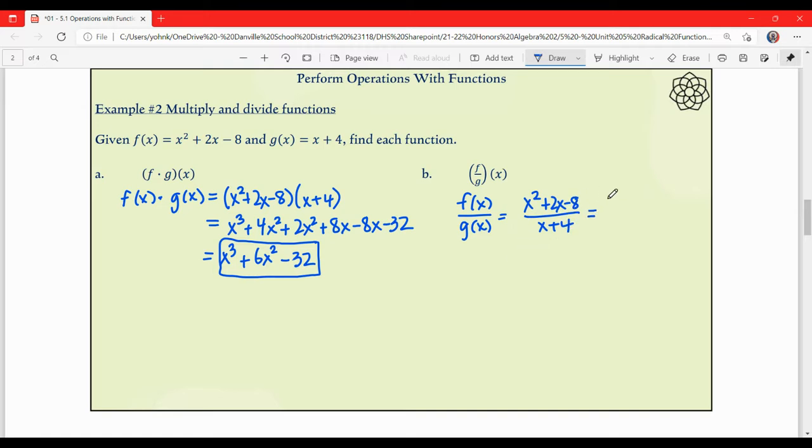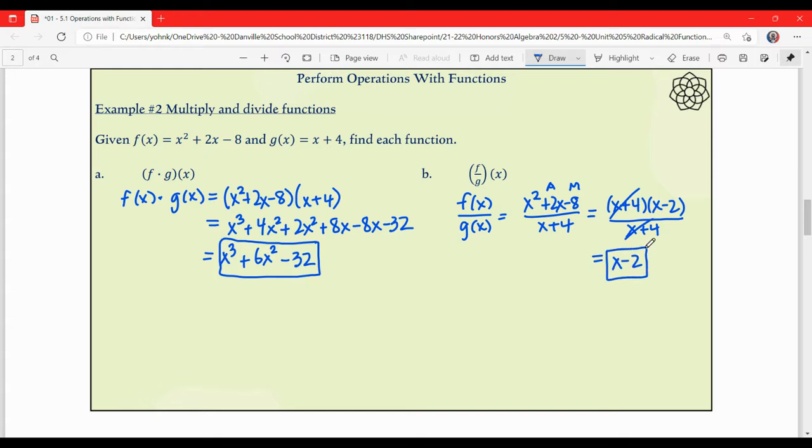What you could do is you could notice that the top can be factored. I can find two numbers that add to give me 2 and multiply to give me negative 8. So that's x plus 4 and x minus 2. And on the bottom we have x plus 4. And now look, I can cancel or simplify the x plus 4s, and I'm left with x minus 2.